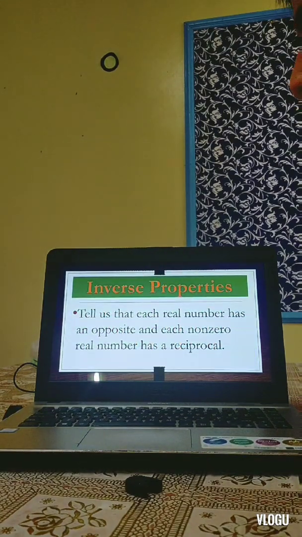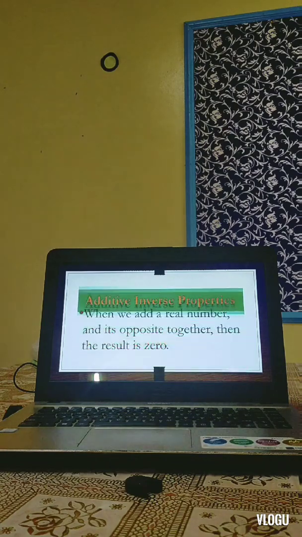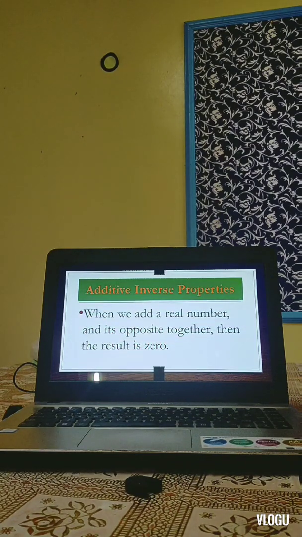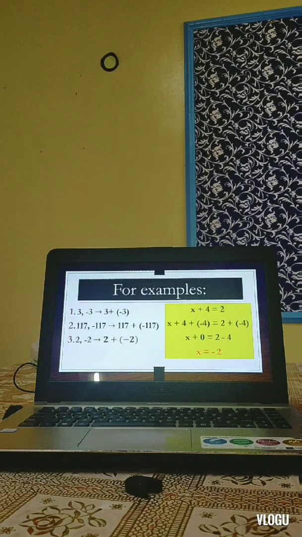We will have the inverse properties. Inverse properties tell us that each real number has an opposite and each non-zero real number has a reciprocal. When we add real numbers, we will say additive inverse property, and when we add a number and its opposite together, the result is 0. For example, 3 plus negative 3 is equal to 0. 17 plus negative 17 is equal to 0.